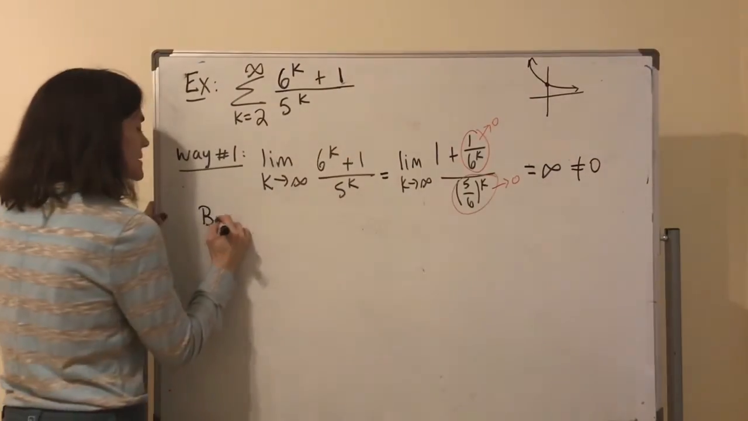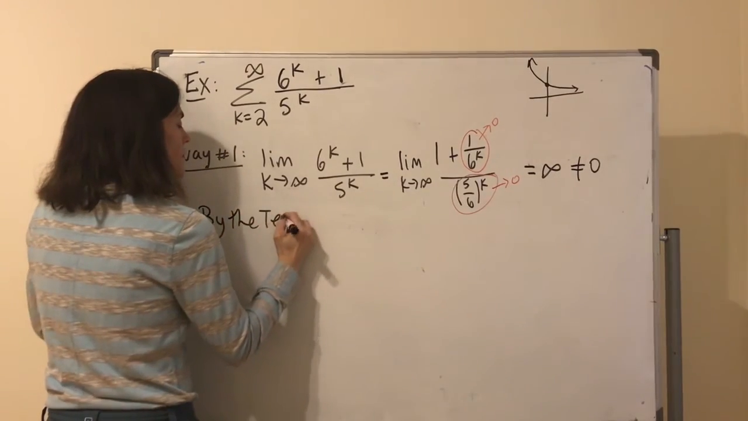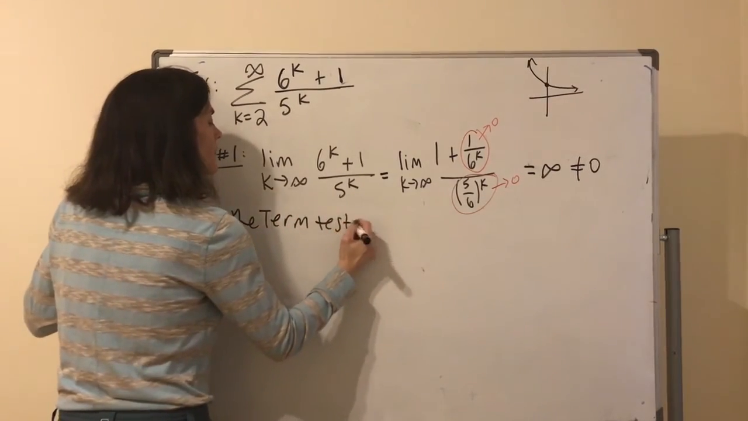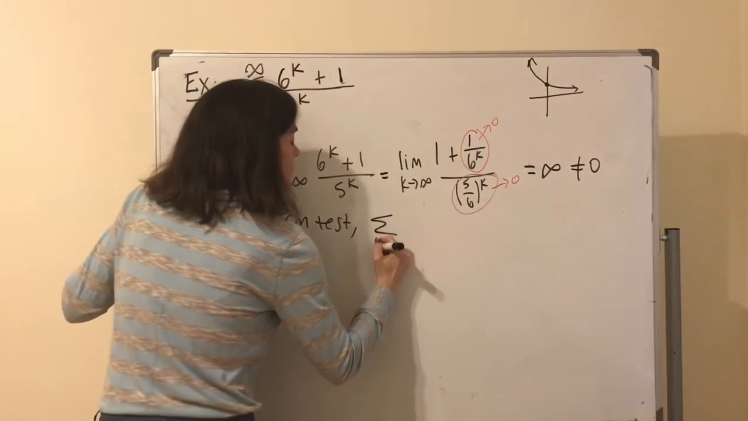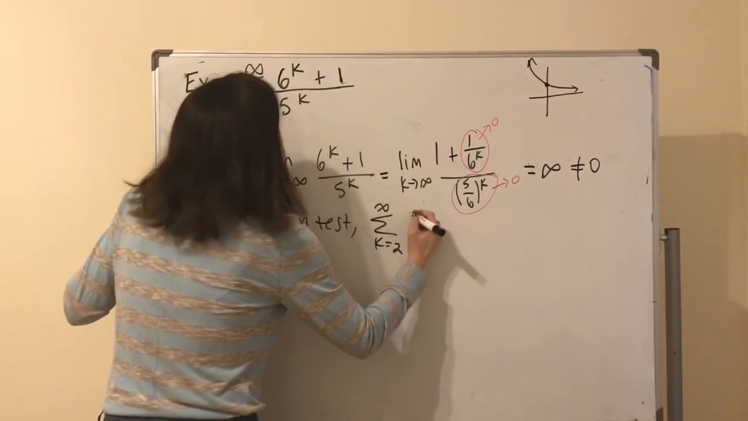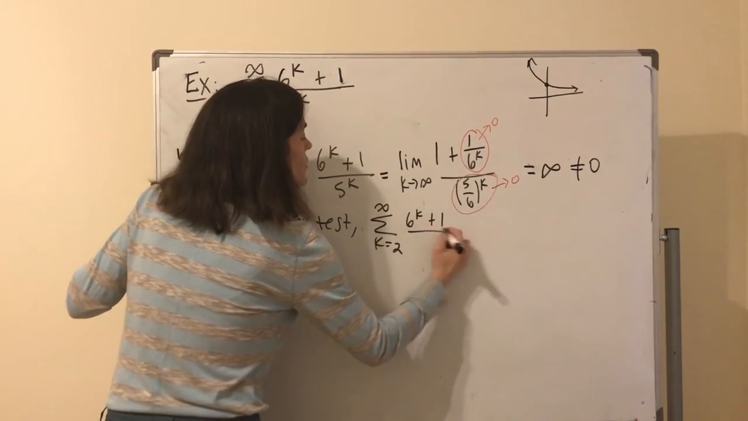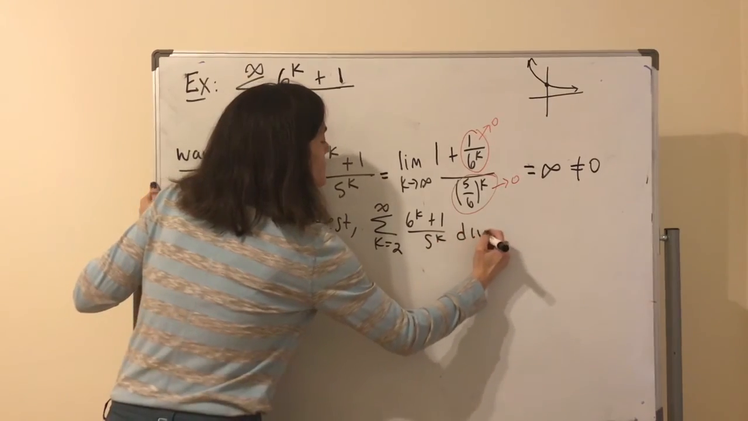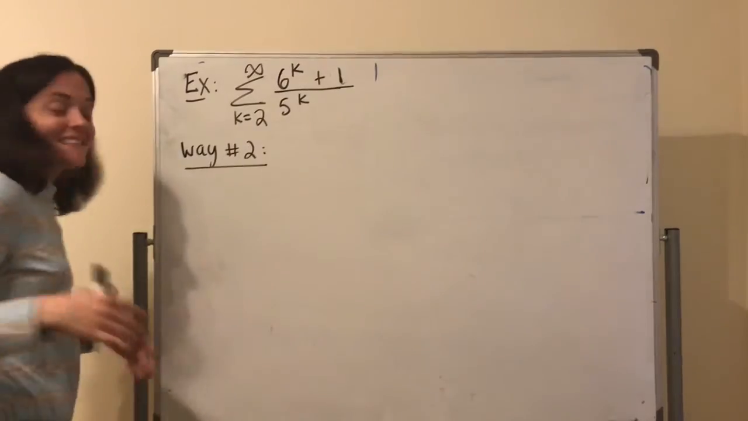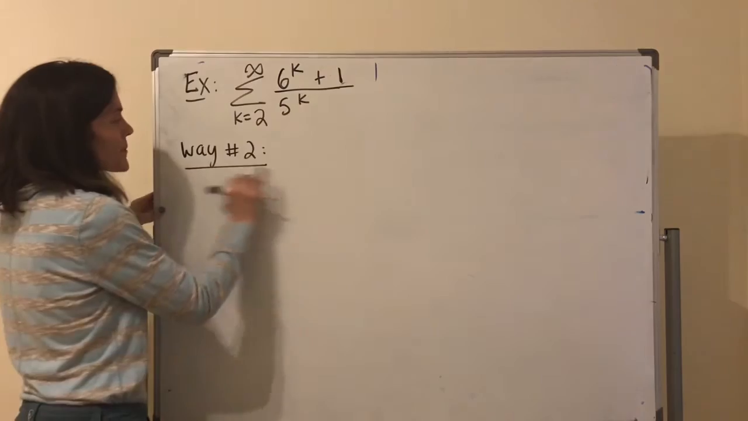By the term test, my series of 6 to the k plus 1 over 5 to the k diverges. Okay, now let's discuss way number 2.